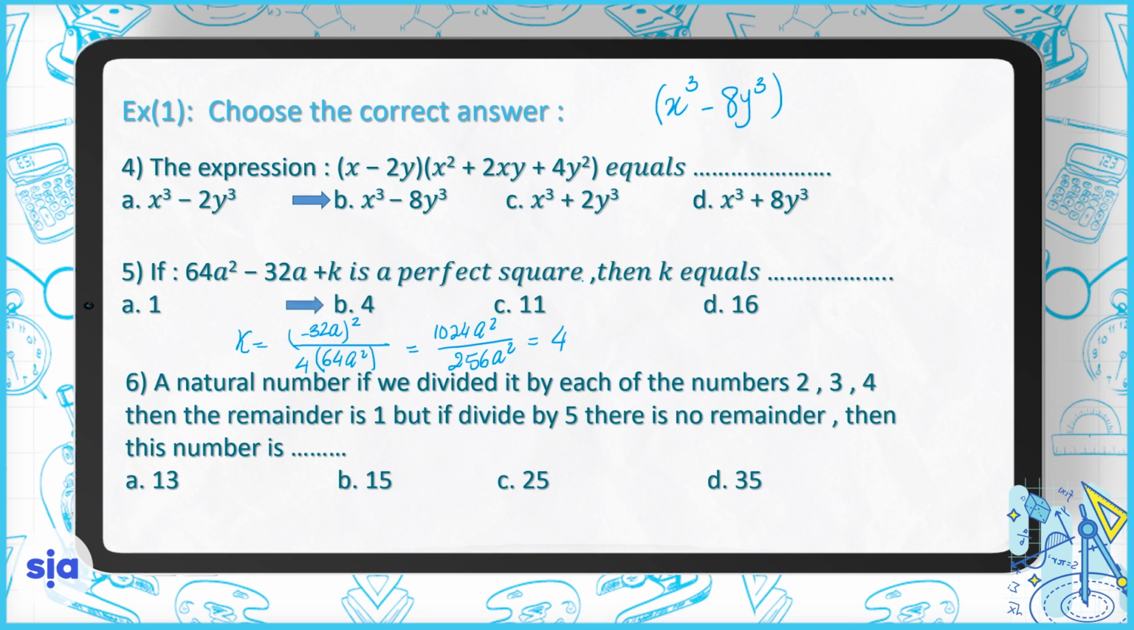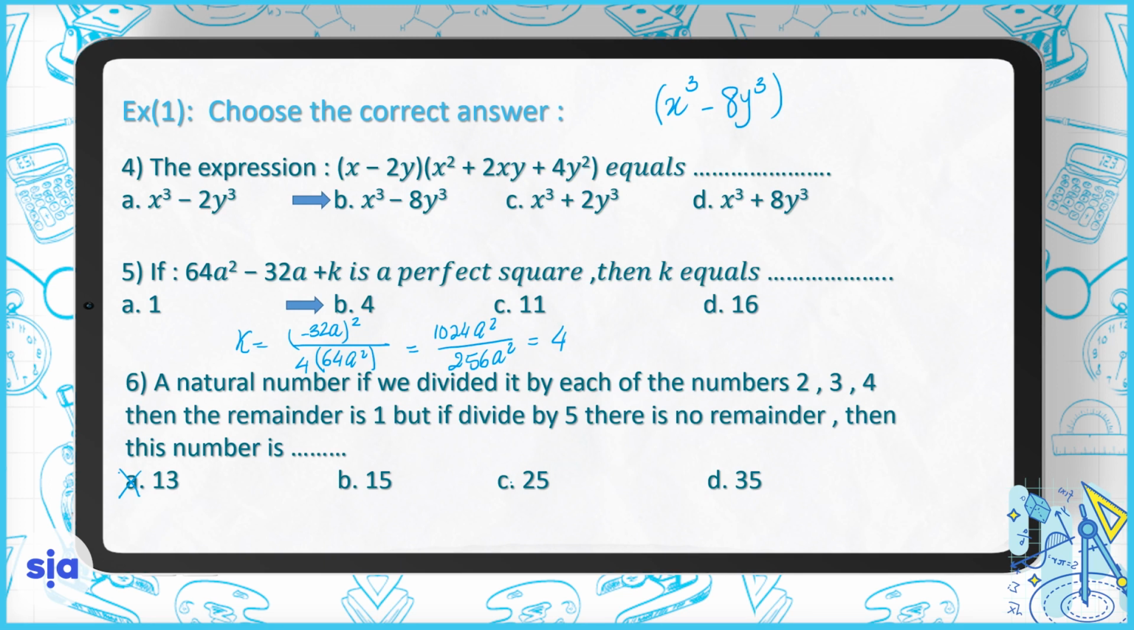Question 6. A natural number, if we divide it by each of the numbers 2, 3, and 4, the remainder will be 1. But if we divide it by 5, the remainder is 0. Then this number is what? As when divided by 5 the remainder is 0, this number must be divisible by 5. So this makes choice A incorrect. And then, if we divide 15 by 3, it will not give you a remainder 1.